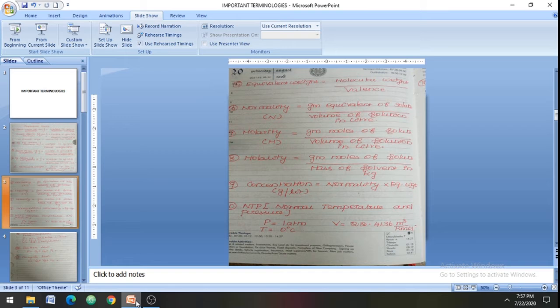Next, equivalent weight. Equivalent weight is nothing but molecular weight divided by valence. Example, determine the equivalent weight of sodium hydroxide. Molecular weight of sodium hydroxide is 40. Valency is nothing but how many electrons are present in the outermost orbital. In sodium hydroxide, Na plus and OH minus, there is only one outermost orbital electron. So the valency of sodium hydroxide is 1.